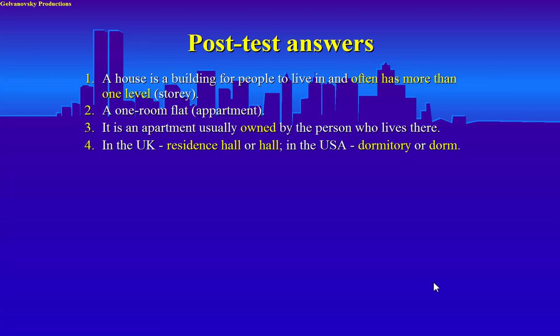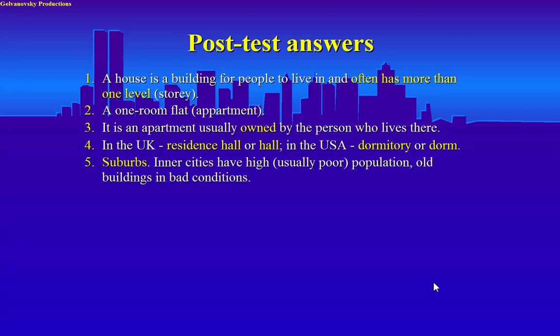Where do students live? In the UK, students live in a residence hall or hall, and in the USA, they live in a dormitory or dorm. Question 5. Which is better, suburbs or inner cities? Actually, suburbs are better because inner cities have high and usually poor population, old buildings in bad conditions.